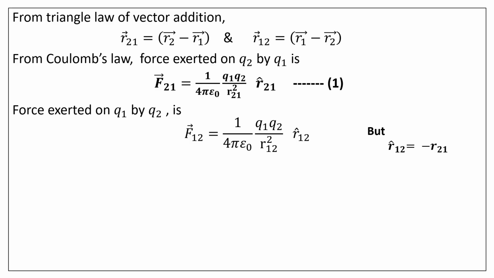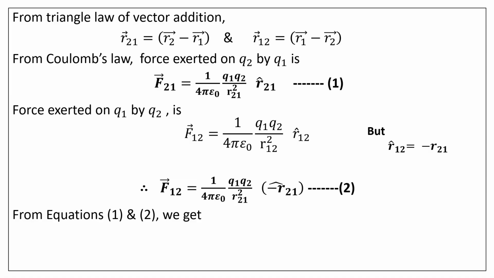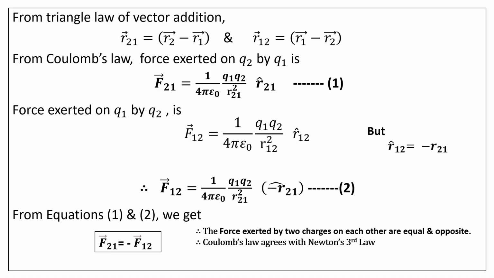But R12 is equal to minus R21. Therefore, vector F12 is equal to 1 by 4 pi epsilon naught into Q1 Q2 by R21 square into minus R21 cap. From equations 1 and 2, we get vector F21 is equal to minus vector F12. The forces exerted by two charges on each other are equal and opposite. Coulomb's law agrees with Newton's third law.